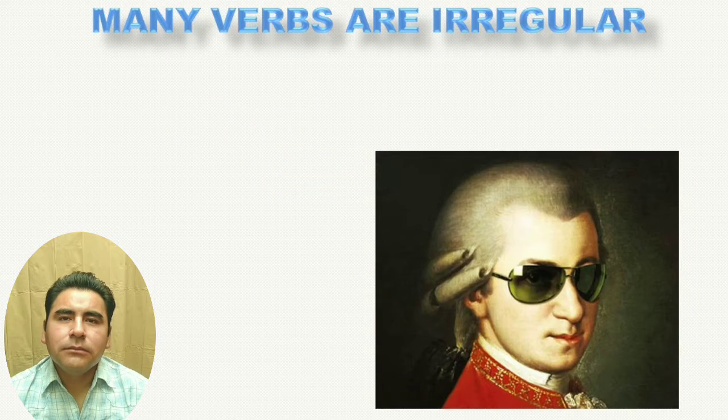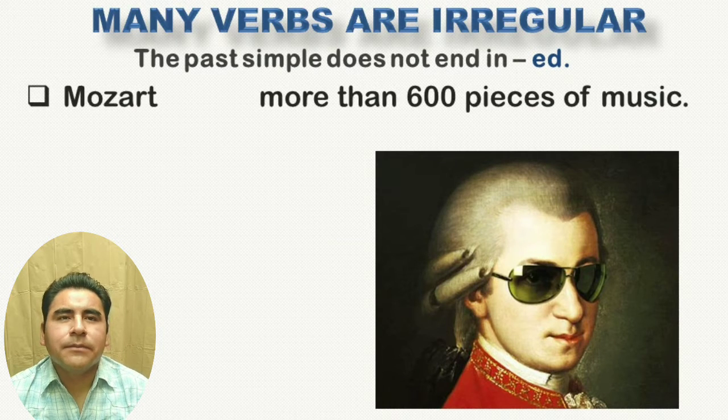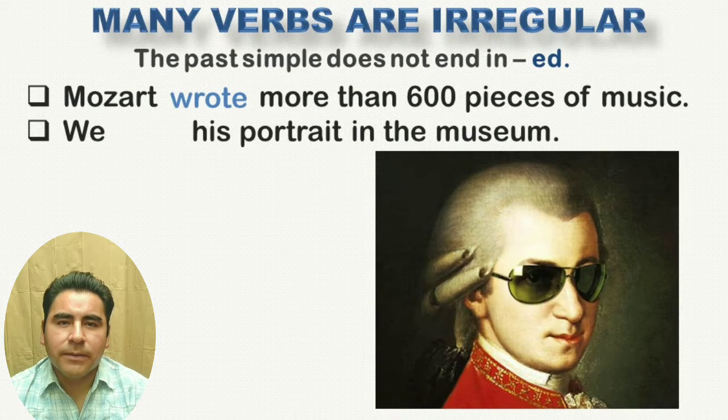Okay, let's continue now. Wow, a wonderful picture over here about Wolfgang, or Mozart, as we usually know him. The past simple doesn't end in ed, you know. If we talk about this example, Mozart wrote more than 600 pieces of music. Do you remember this verb? Write, wrote, right? Let's continue.